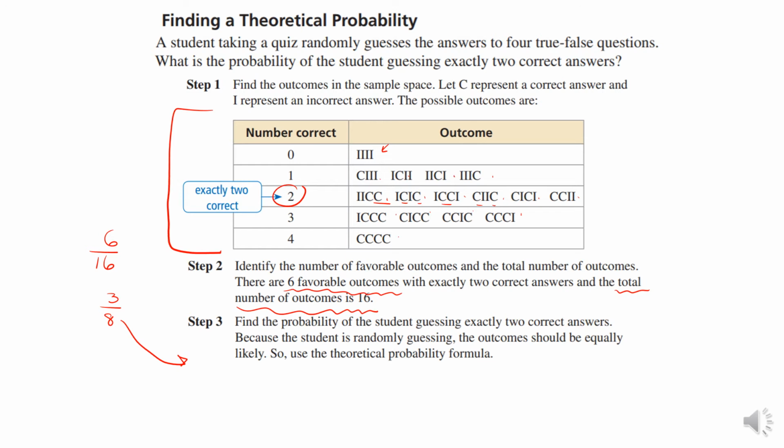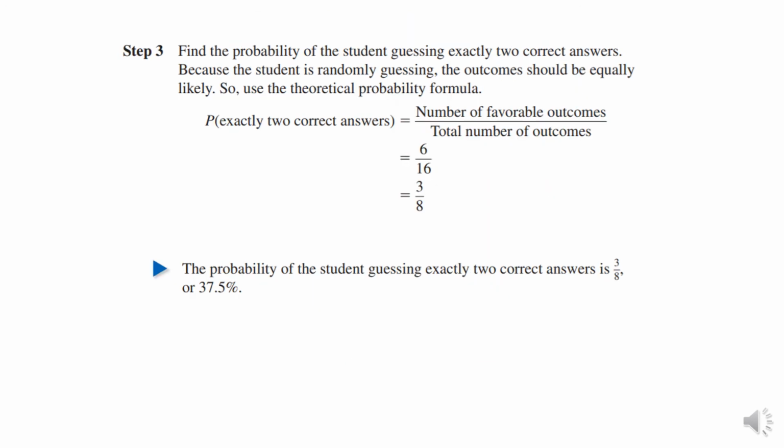Okay, and then it goes to step 3. They show here just like we just did. And so they could put it as 3 over 8. They could say 37.5%. They would get that by dividing 8 into 3. Okay, and that would give them this, or it could be 0.375. So all of those answers are correct.